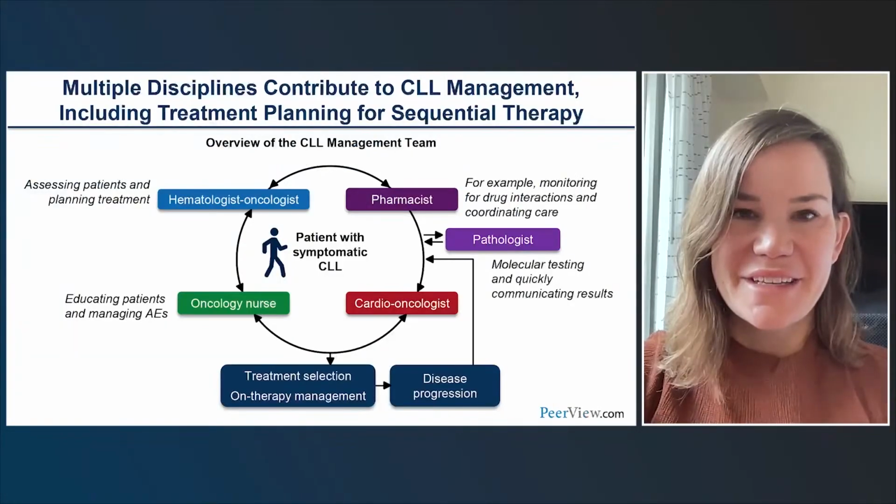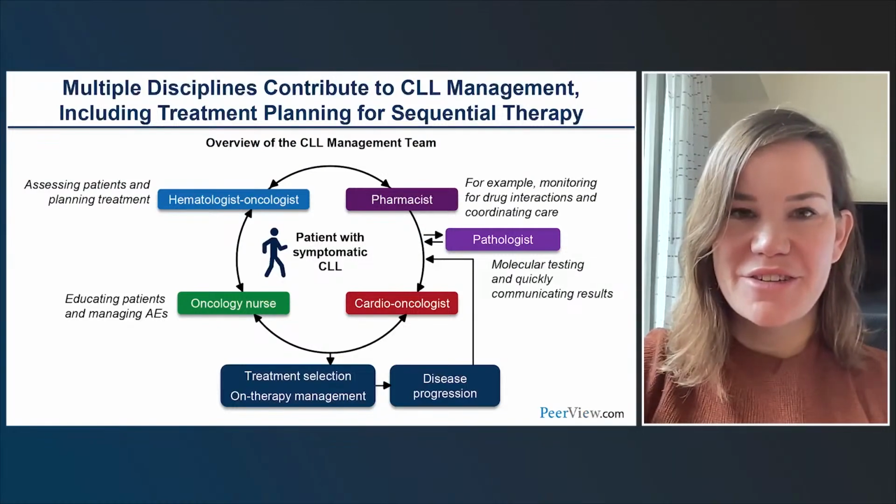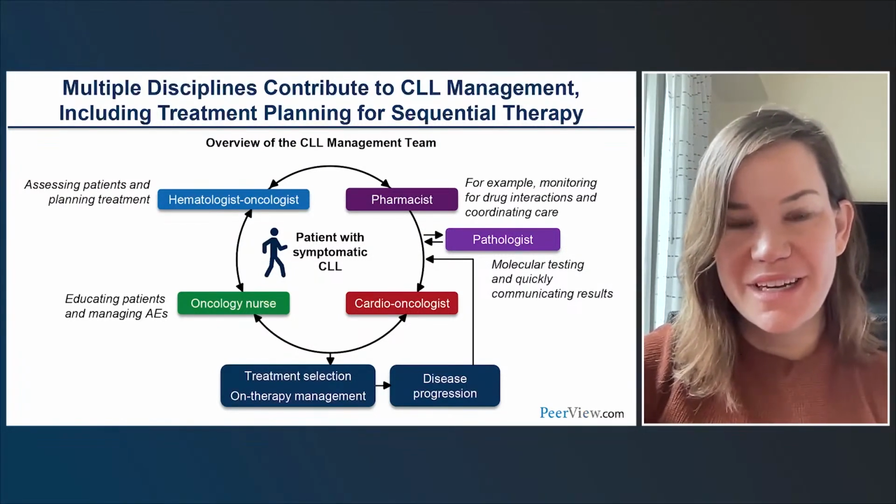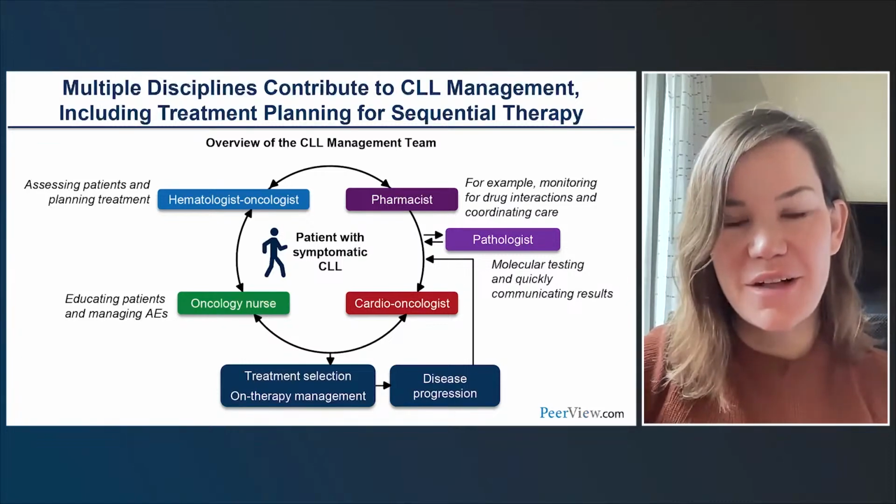Thank you. So, they say it takes a village to raise a child. I think it also takes a village to effectively treat a CLL patient.